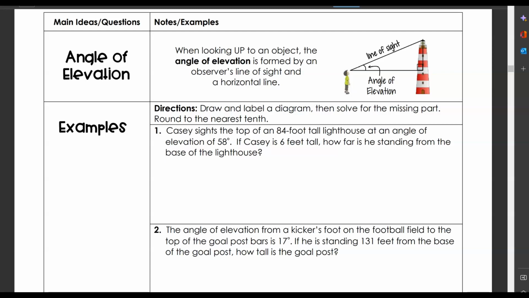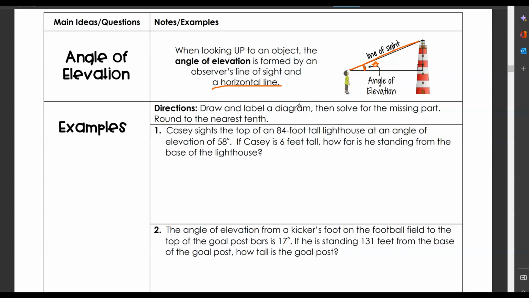In this section, we're going to be looking at angle of elevation. So when looking up at an object, the angle of elevation is formed by the observer's line of sight and a horizontal line. I really like this picture because here we can see the individual. This is their line of sight, right? This here is the angle of elevation. This is where our theta is going to be located.